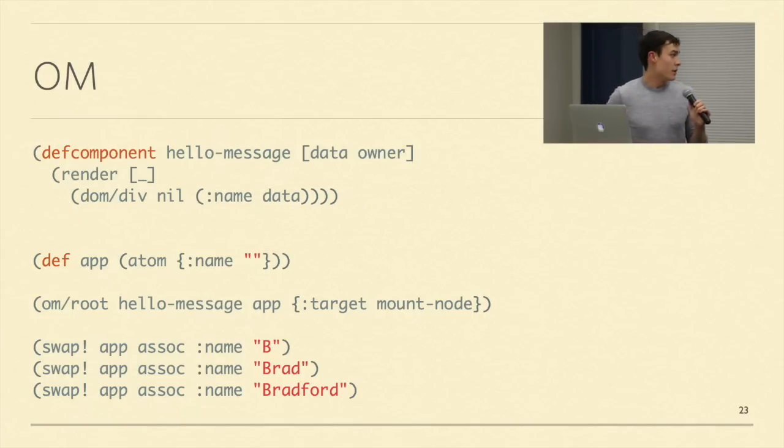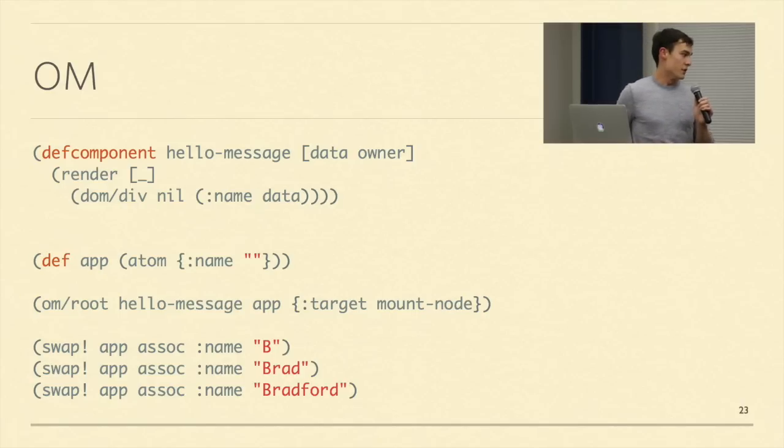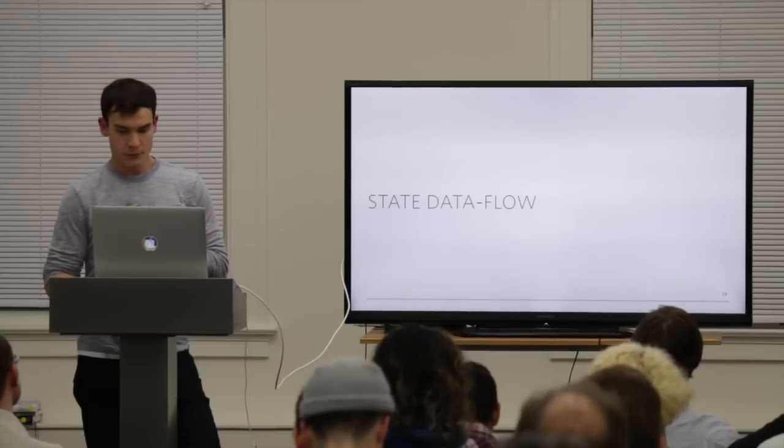And so at Prismatic, we built a little library to help abstract away some of the boilerplate of building Om components called Om tools, to just make it a little bit shorter and a little bit easier to read. Definitely not necessary, but it helps. This is another one of those powers of having macros to make your code a little bit more concise.